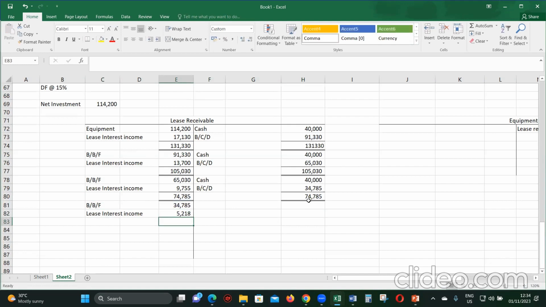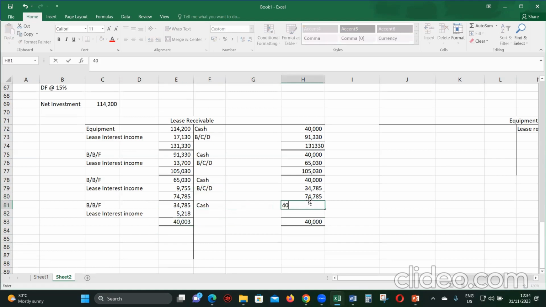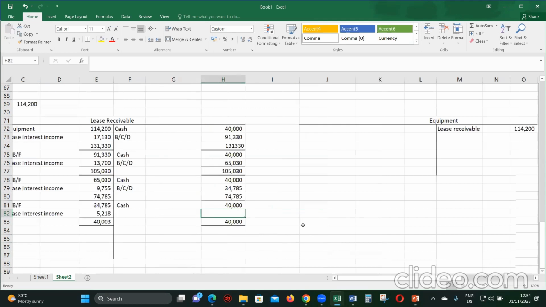0.15. See, I'll take it as 40,000. Now you know, right? This 3 is coming because of the decimal issues. Again, your heart is saying 40,000. There's no balance.